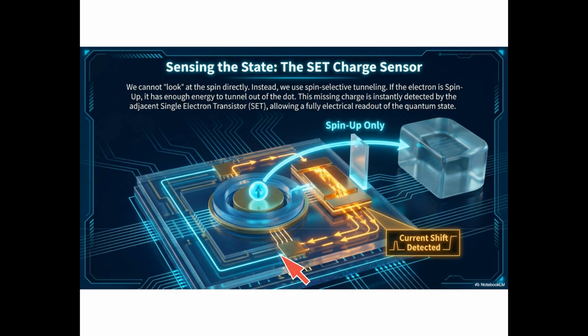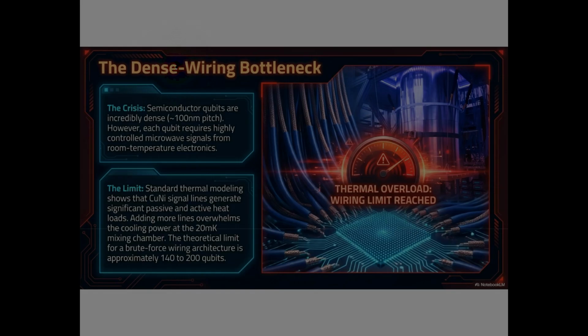The result is a fully electrical readout of the quantum spin state. No optics, no microwaves for readout, just a current measurement. This method is called spin-selective tunneling, or Elzerman readout, and currently achieves fidelities above 99% in the best silicon devices. We now reach the biggest engineering crisis in the entire field, the dense wiring bottleneck.